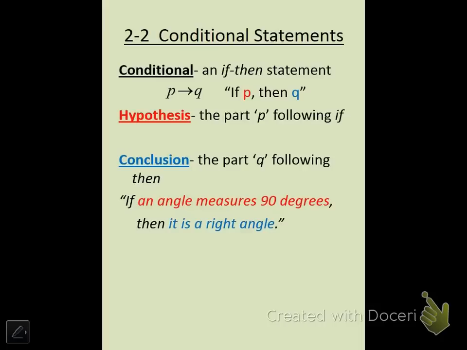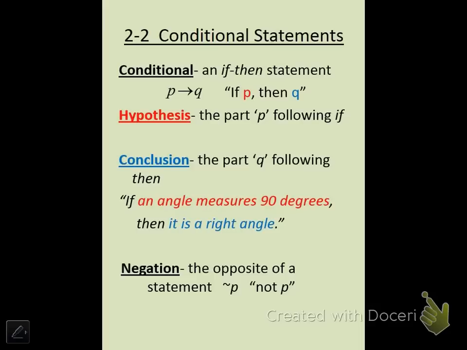Okay, so here's an example. If an angle measures 90 degrees, then it is a right angle. Okay, so in this situation, my hypothesis, I'm going to highlight it. If I can get my highlighter. Okay, so my hypothesis is that red, and then my conclusion is what's after in the blue. Okay, in negation, the opposite of the statement P, not P.